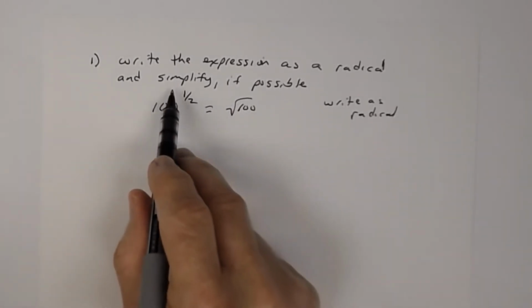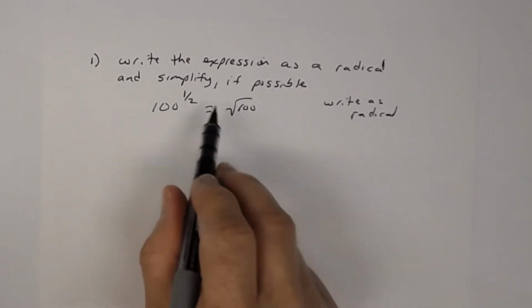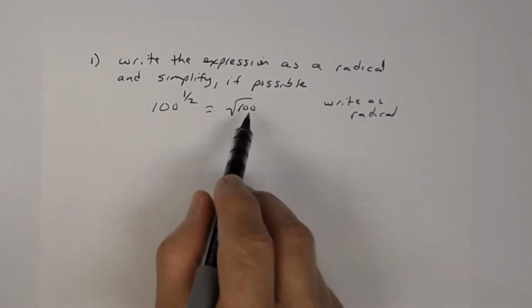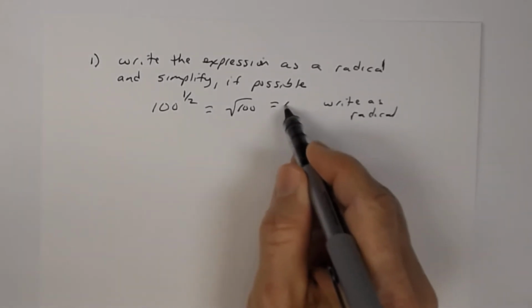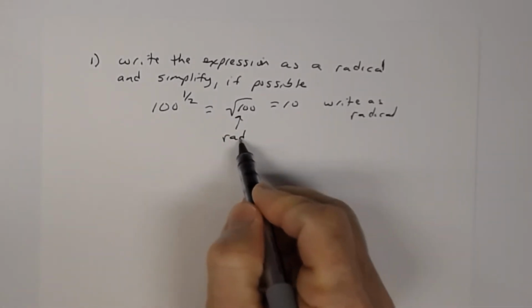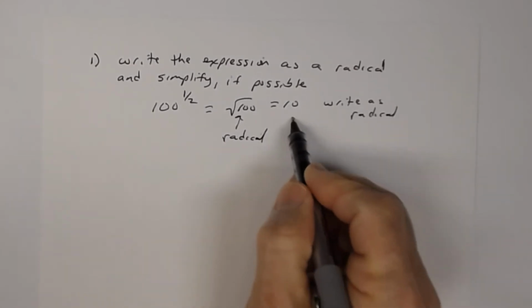And then it says simplify. So I wrote as a radical, and then I'm going to simplify if possible. Can I simplify the square root of 100? Yes, because the square root of 100 is 10. 100 is a perfect square. So the answer is 10. All right. So I wrote as a radical. So this is your radical. And then I simplified.